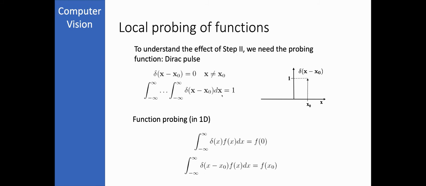So why is this useful? Because this pulse can be used to probe functions, meaning that I can take a function f of x, multiply it with the delta Dirac, and simply take the integral. The integral's value here will give me the value of f at 0. If I take a delta Dirac function not centered at x equals 0, but centered at x sub 0, then the same integral will give me the value of the function f at x equals x0. So the Dirac pulse is used to probe functions locally.